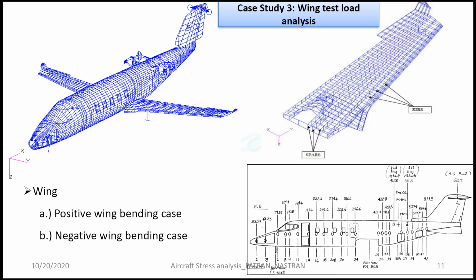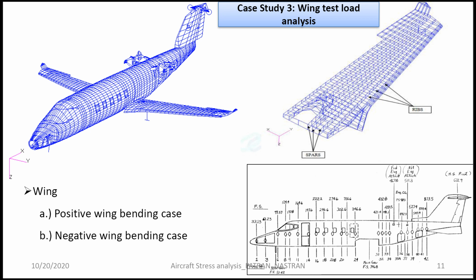So the aircraft was a VIP jet, and I did run for both positive wing bending, up bending, and down bending, the negative wing bending case. There were a lot of wing stations across which I had to apply the pressure loading. And this is a global model, and the model was built by someone, and it had a few connectivity problems.